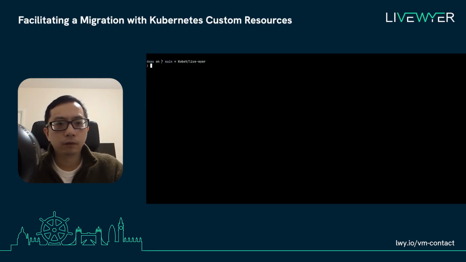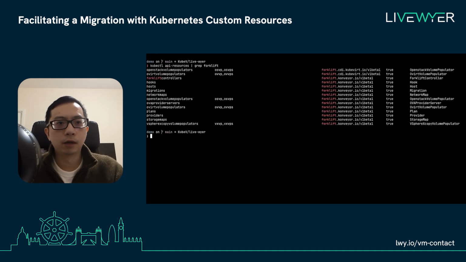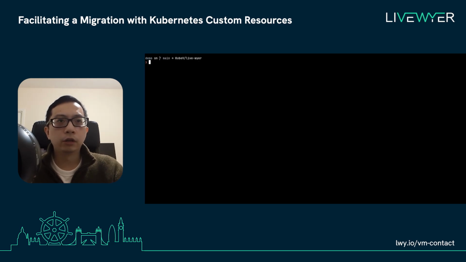Forklift allows us to facilitate migration by extending the Kubernetes API with custom resources, and it also makes use of Kubevirt's custom resources. So when you install Forklift in your cluster, it will also come with many different custom resources. However, the ones we'll be using on our migration are the provider, the storage map, the network map, the plan, and migration. And we will talk about each one in more detail as we go through the migration in our demo. Similar story with Kubevirt. When we install Kubevirt, it will also come with custom resources.